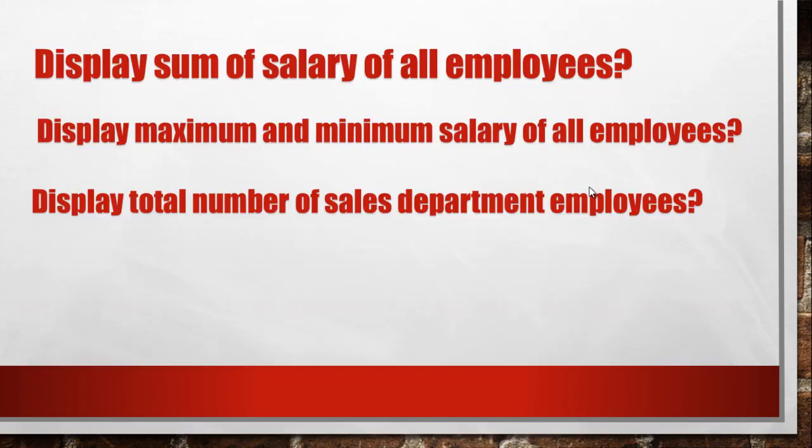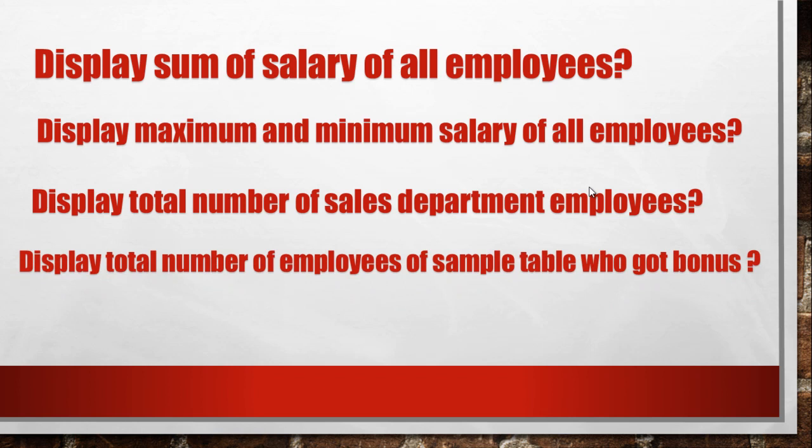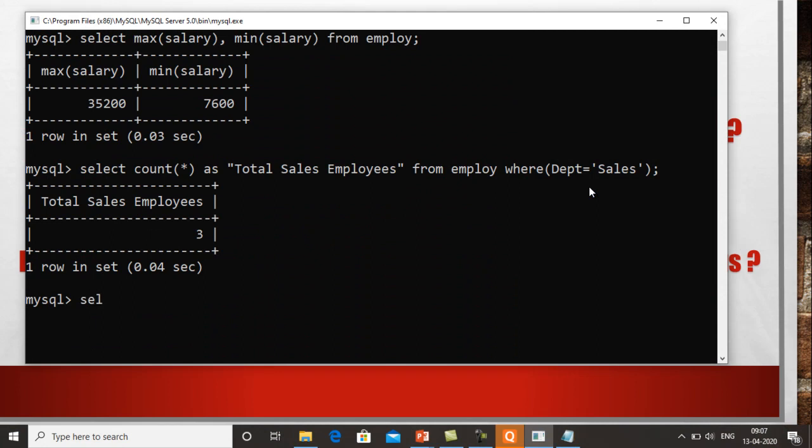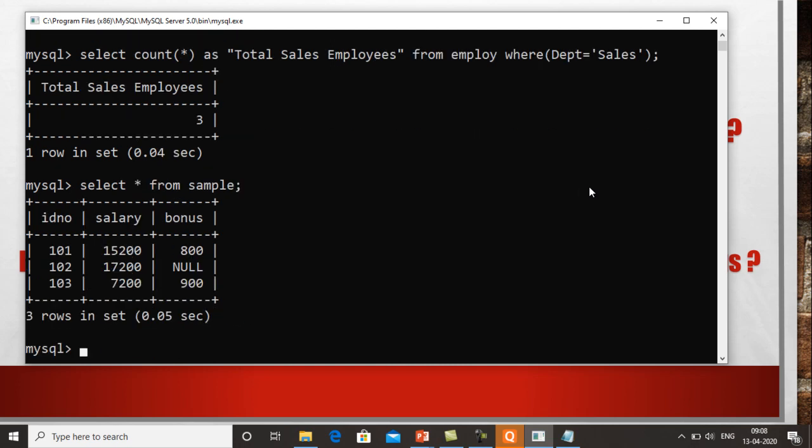now let's see what is the next question with us. Display total number of employees of sample table who got bonus. Now actually I have created one more table for it, and the name of that table is basically sample. So let me first show you the record of that table. So this is select star from sample. So in the sample table I have created 3 fields: ID number, salary, and bonus. And then I have put some ID number in this, salary in this, and then bonus in this.